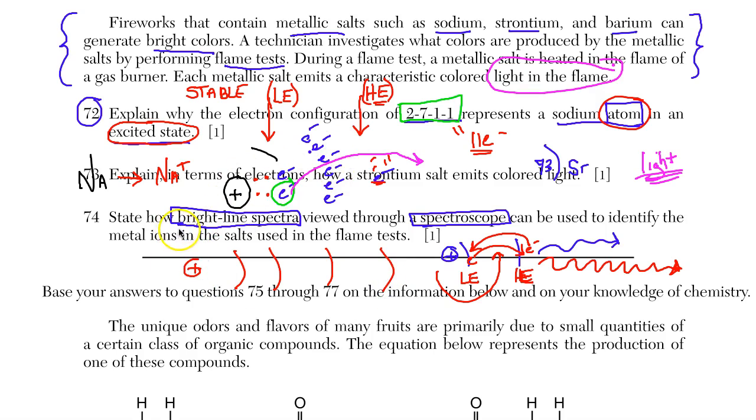So the question states, state how the light given off, viewed through a measurement device that can look at the light that's given off when electrons jump back, can be used to identify metal ions in the salts used for the flame tests. The bottom line is different elements have different lights given off because they have different number of electrons, different number of protons. These transitions, the distance electrons do when they jump back, are bigger or smaller. They give off different types of light.